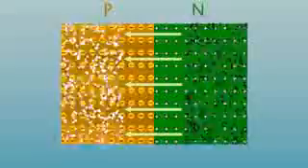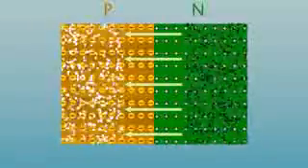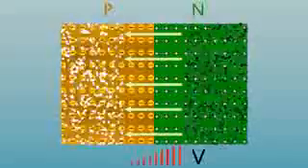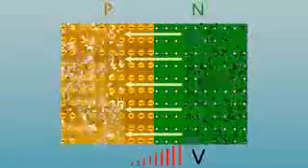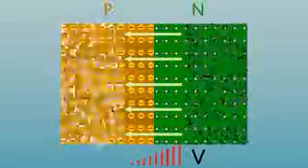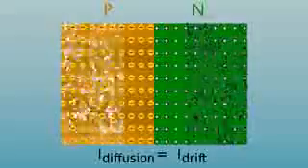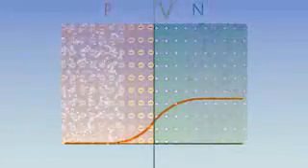Thus, a region of positive ionized impurities and a region of negative ionized impurities appear in the p-n junction. This special distribution of charges creates an electric field. The electric potential associated with these fields acts as a barrier that prevents the displacement of the electrons and holes. Equilibrium is reached when the diffusion current equals the drift current.